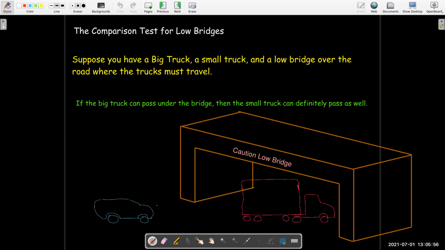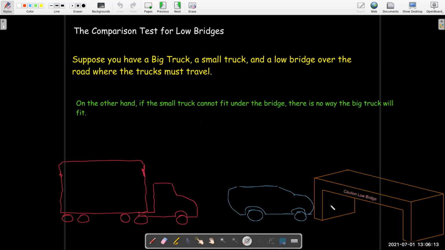Well, if the big truck fits under the bridge, then you can say, well, my small truck will also fit under this bridge. If the big truck fits, the small truck must also fit. On the other hand, if you have a really small bridge and the small truck can't fit, then the big truck definitely can't fit.